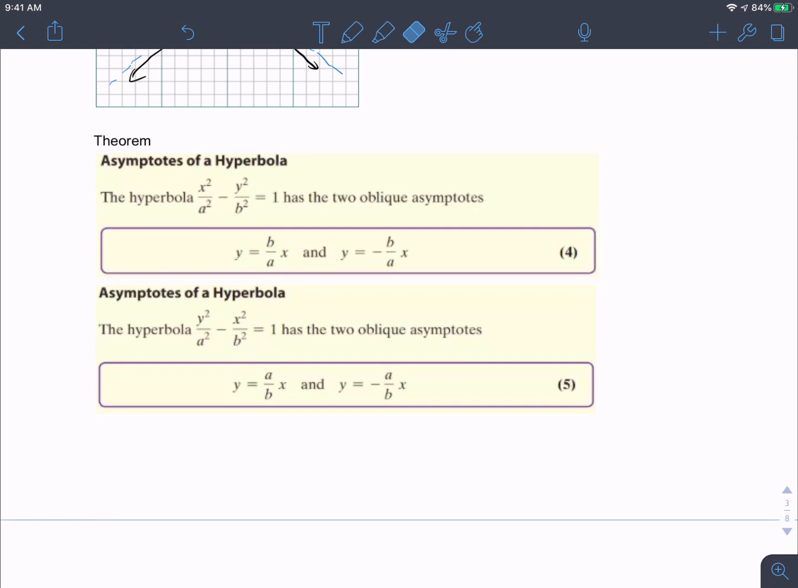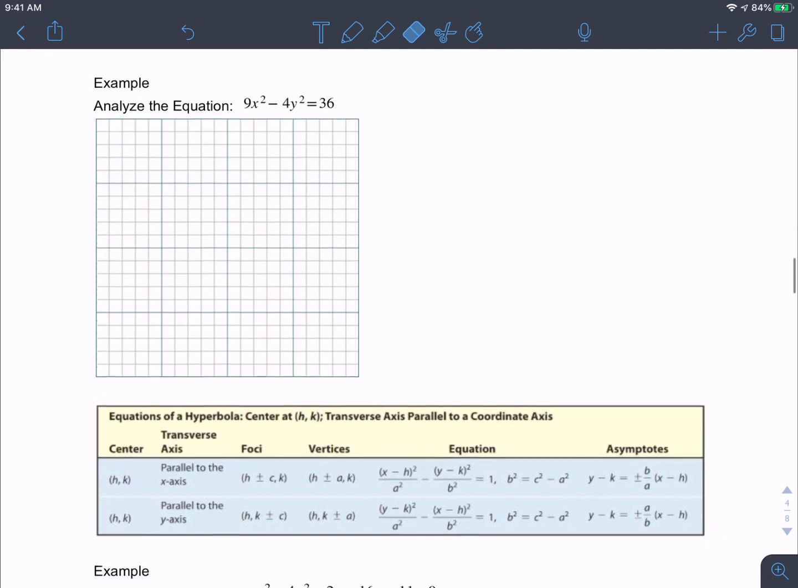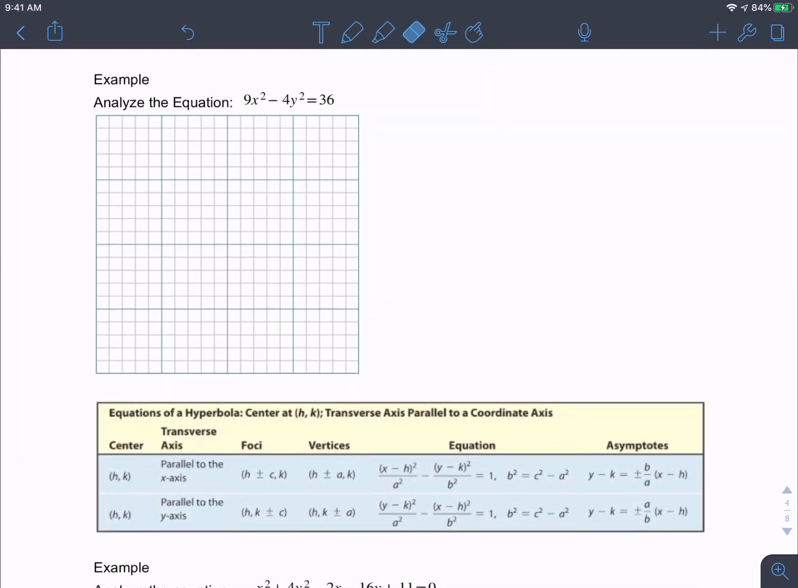So take a minute to write this down. I think this will be useful to have for the exam going forward. Let me go ahead and do another example for you where we have to manipulate a little bit. In this example, we're going to have to manipulate it in such a way that we get fractions. So I'm going to take my 9 and divide everything by that 9.